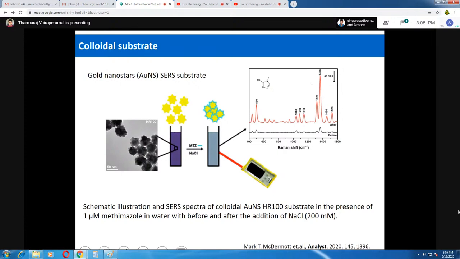Here, Raman scattering is mainly more important for the application of the substrate, because the electromagnetic enhancement of Raman scattering is larger compared to the chemical enhancement.